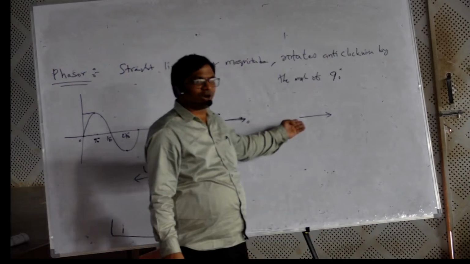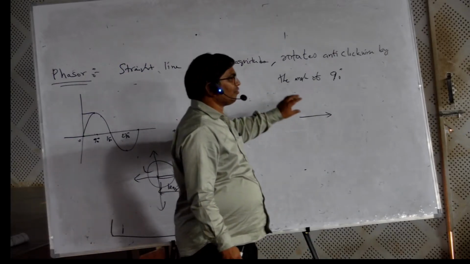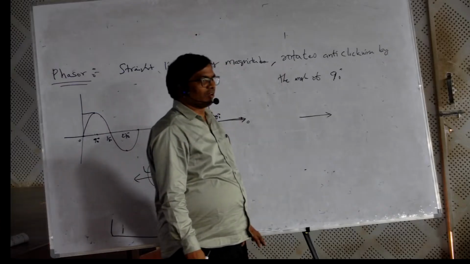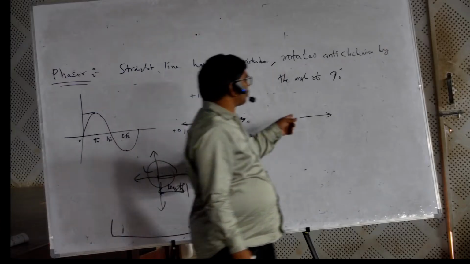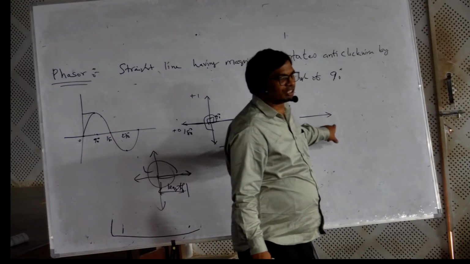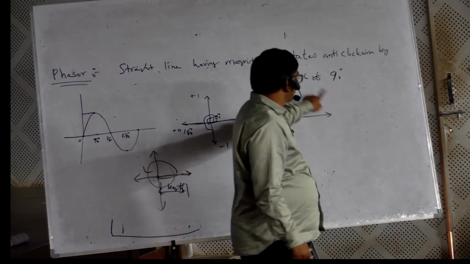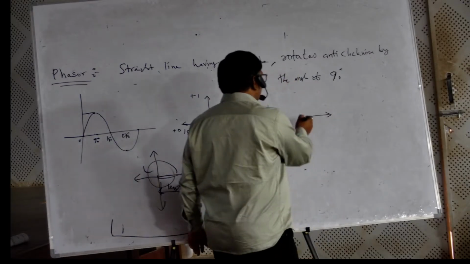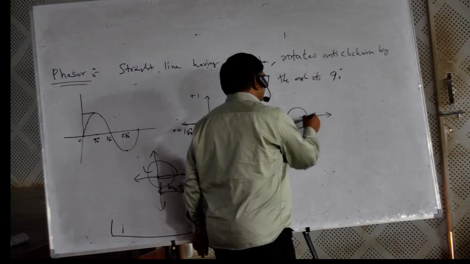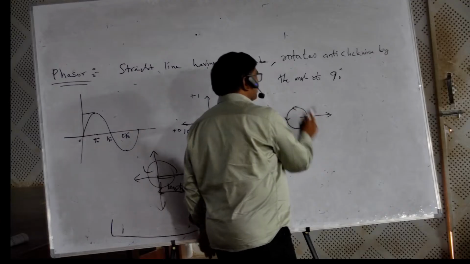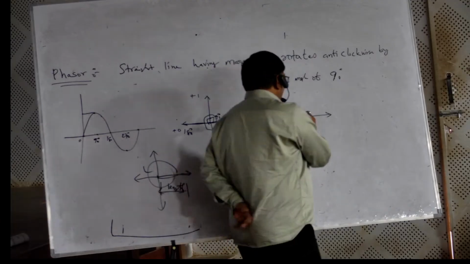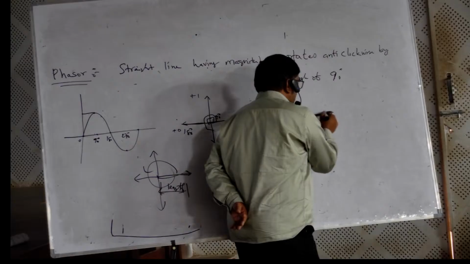It is a sine waveform, but I am calling it a phasor, and I have to say it is rotating in the anti-clockwise direction from 0 to 360 degrees, like this. It is rotating. So now you can say this line is a phasor.